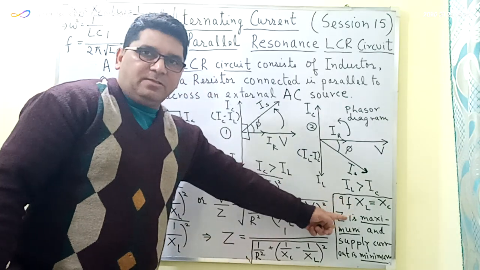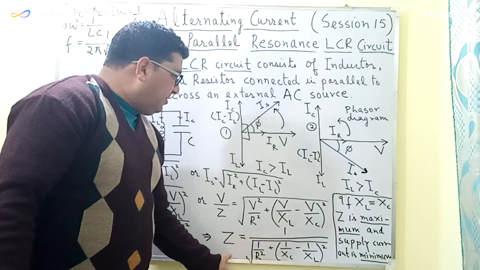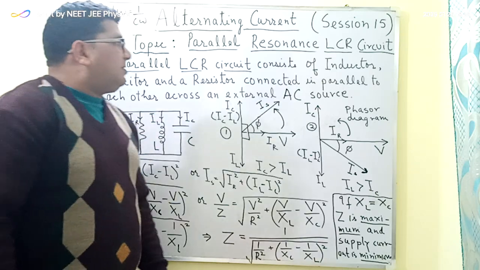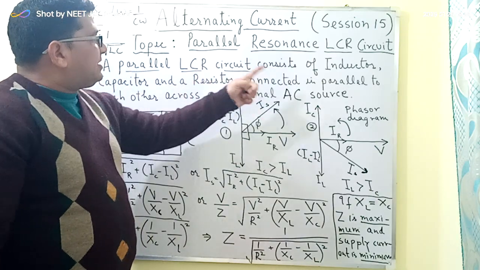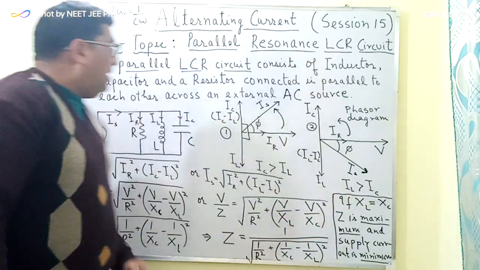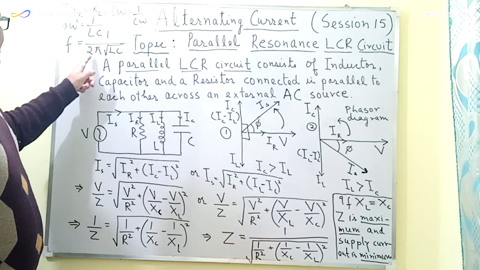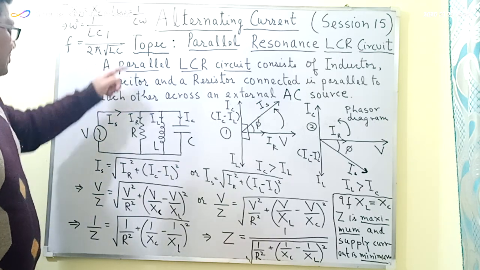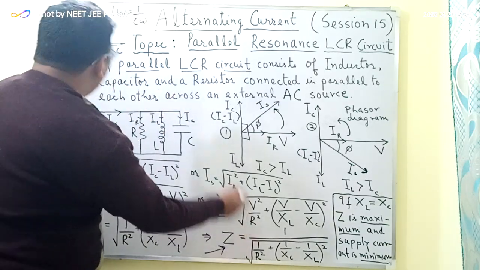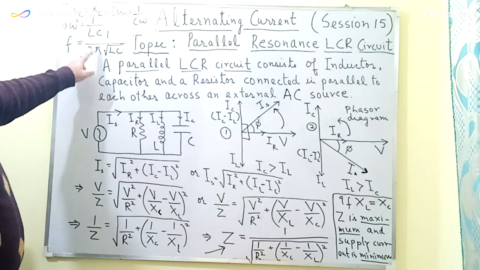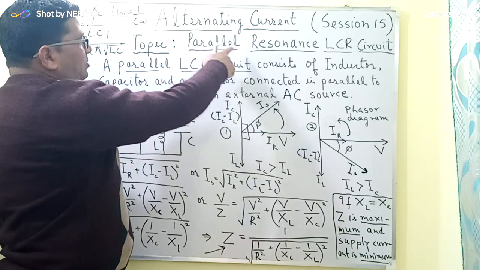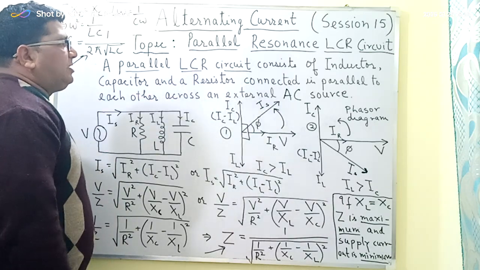And if XL is equal to XC, then the impedance will be the maximum, and when XL is equal to XC, then this parallel LCR circuit will be called the parallel resonant LCR circuit. And when XL is equal to XC, then the resonant frequency will be equal to 1 upon 2 pi under root LC. So these are the two important relations, that is Z is equal to this value and the resonant frequency is equal to 1 upon 2 pi under root LC. These are the two important terms with reference to the parallel resonance LCR circuit.